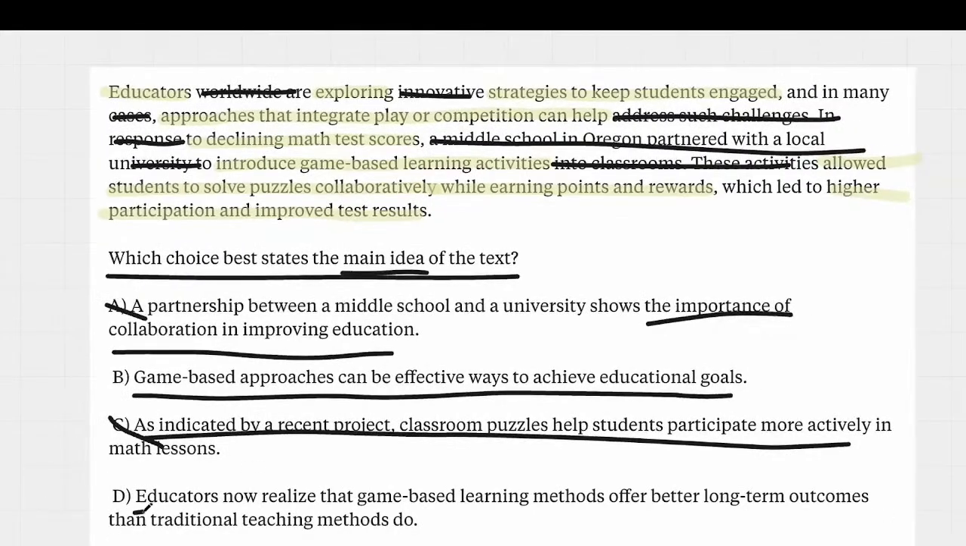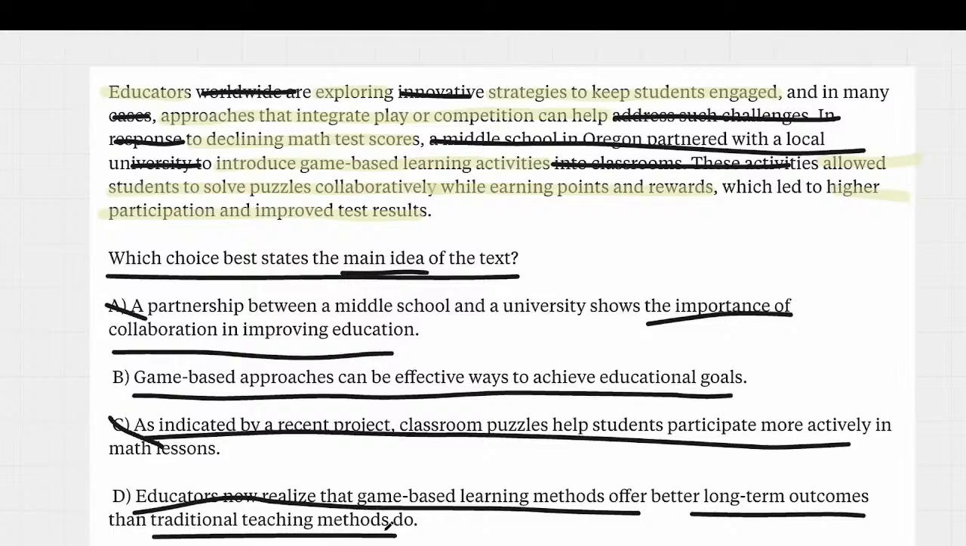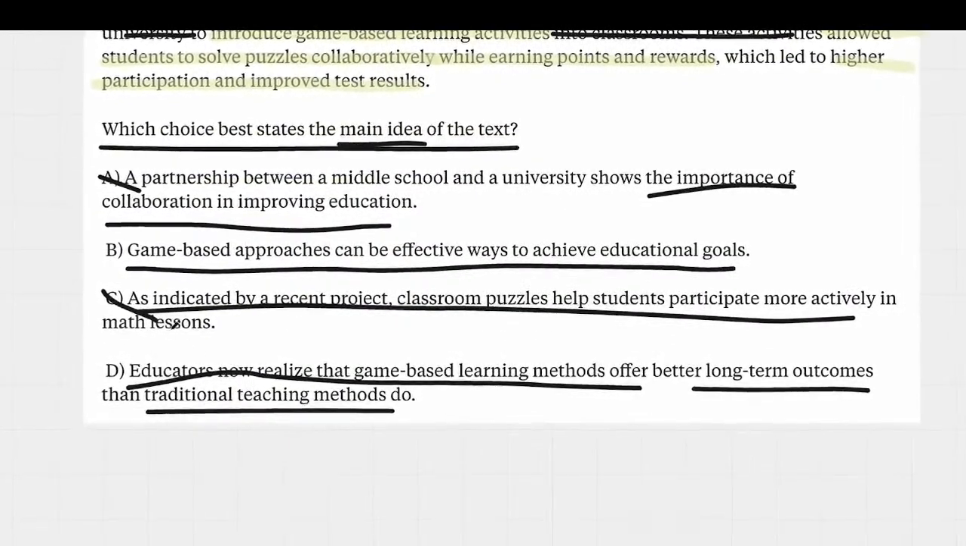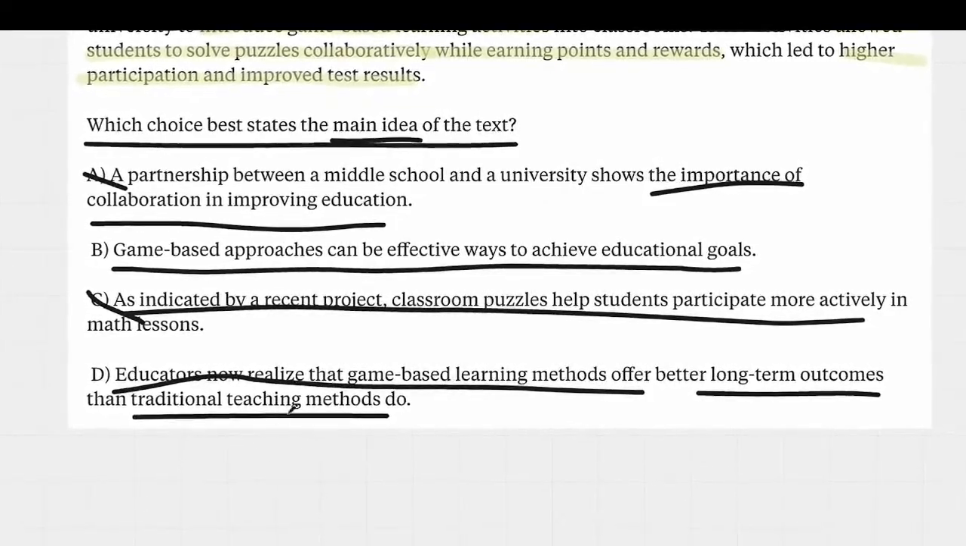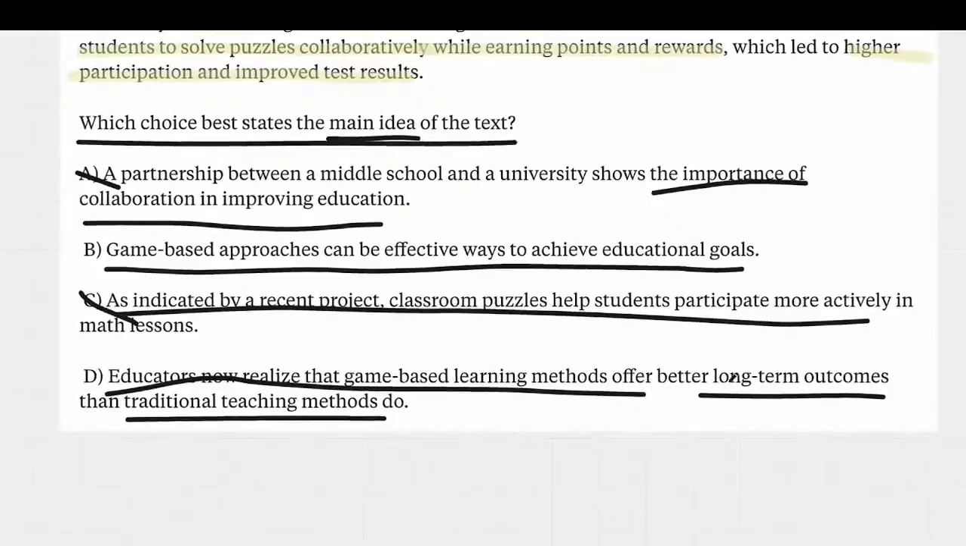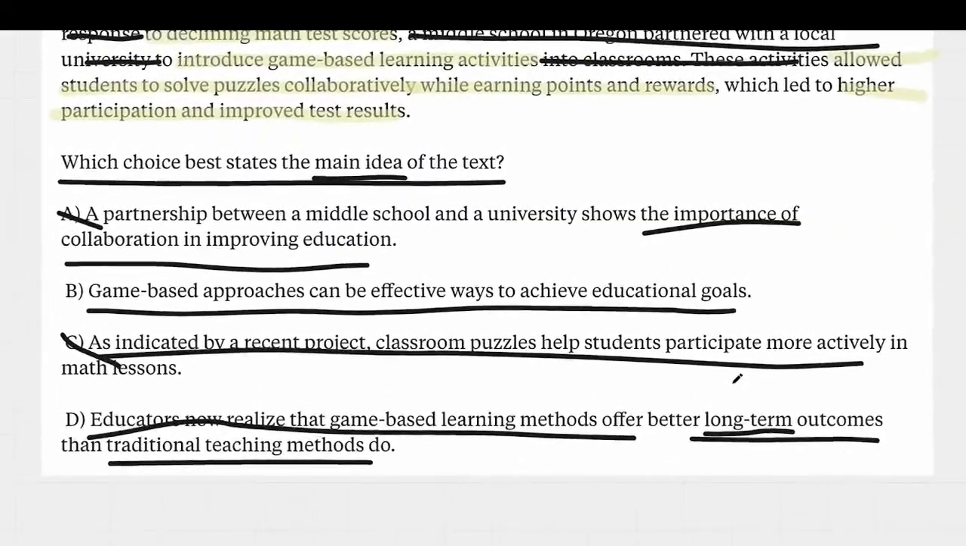Now, finally, we have D. Educators now realize that game-based learning methods offer better long-term outcomes than traditional teaching methods do. This definitely seems like it could be pretty good, but there are a few problems with it. We just really want to find why this choice may not be correct. And if there's even a small part of this choice that may not be necessarily correct, we can eliminate it. So first, to think about long-term outcomes, we don't really talk about the long-term outcomes as a whole.